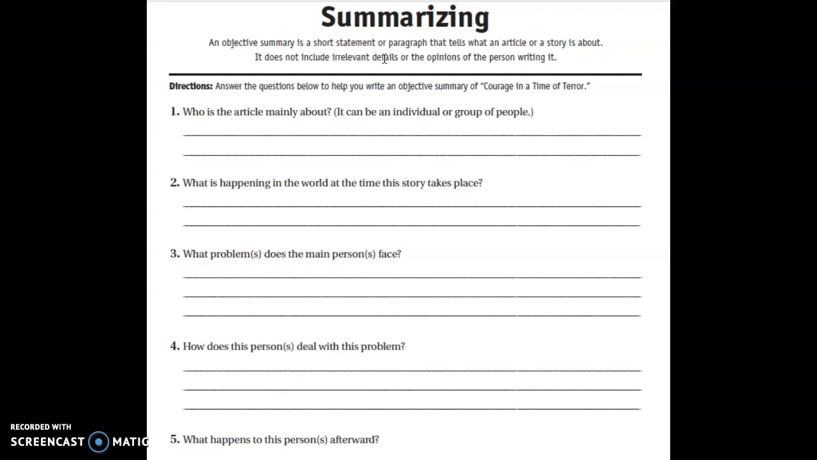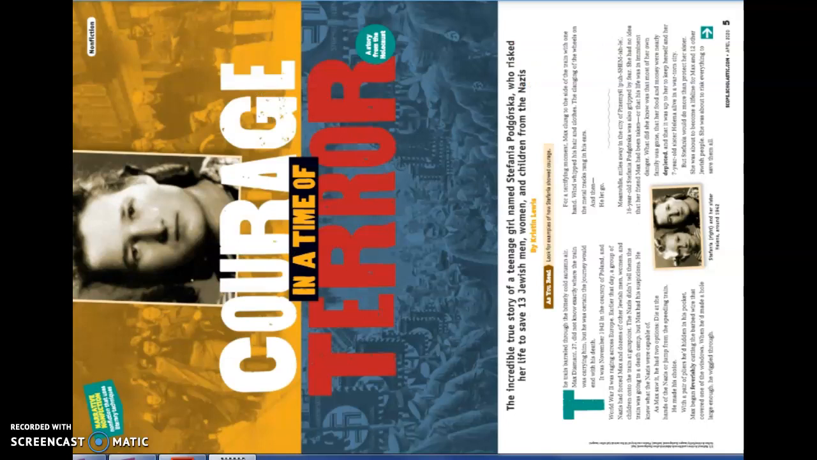So the first question is, who is the article mainly about? And it says it can be an individual or group of people. If you remember the story Courage in a Time of Terror, it was mainly about Stefania Podgorska and the people that she helped save from the Nazis.